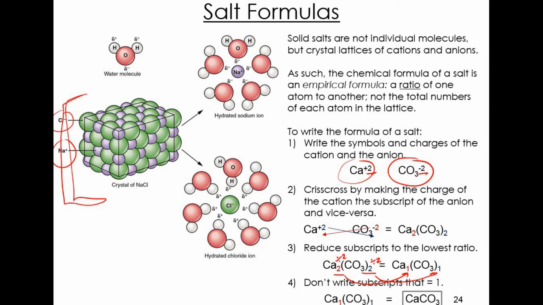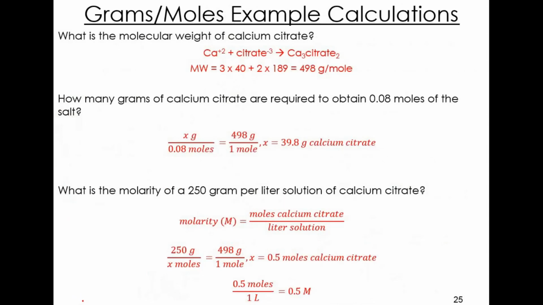So to get the molecular weight of this formula, you would add together the atomic weight of calcium, which is 40, and we have one of those, plus the atomic weight of carbonate, which is 60. We have one of those. And so you get a total molecular weight of the salt of 100, and that would be in grams per mole, and we can now use that in calculations. So let's apply what we've learned in these examples.